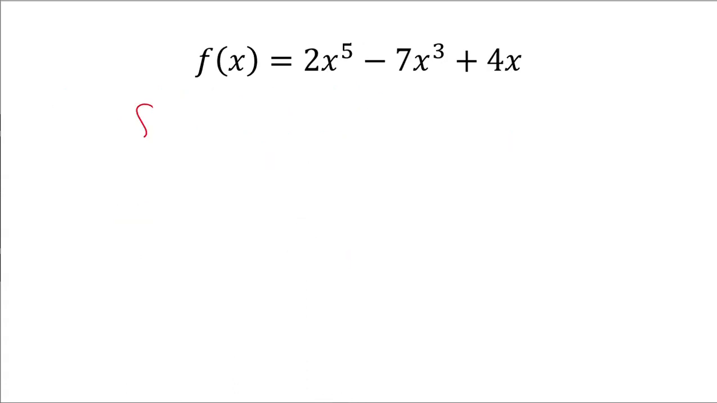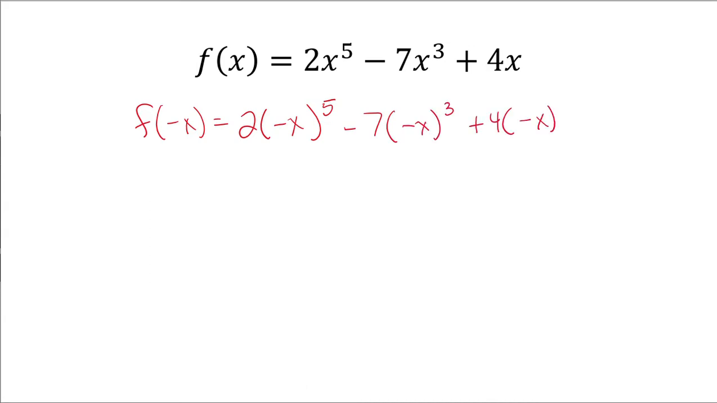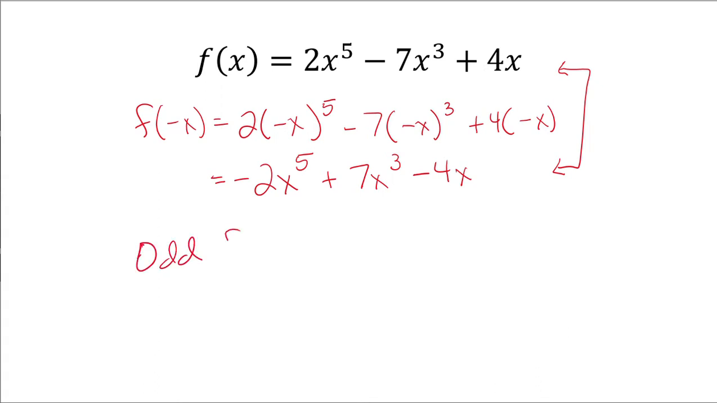All right, let's do the same thing for the next one. Plug in negative x. And when we go through and simplify, negative x to the fifth, that's negative x to the fifth. So that's going to become this negative 2x to the fifth. Negative x to the third is still a negative, so that sign is going to change. And then negative x times 4 is negative 4x. We're going to compare these two, and we notice that it went from positive to negative, negative to positive, positive to negative, which means this is an odd function.